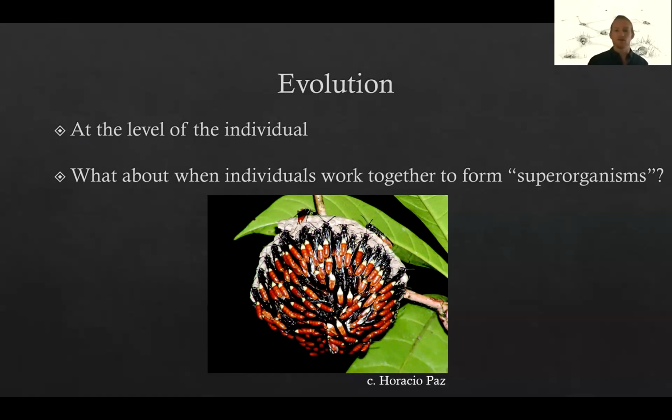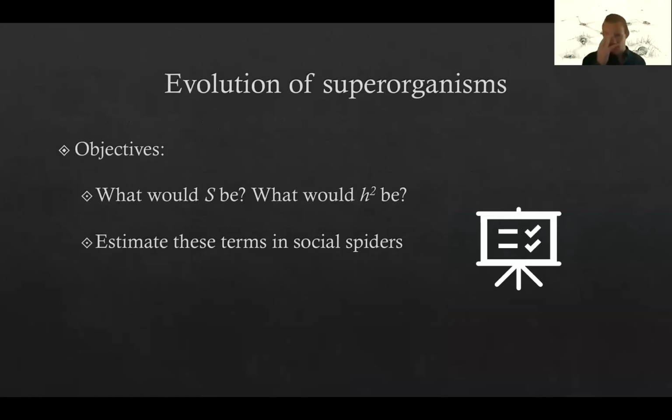So what I was interested in was whether we can model microevolutionary change when you have populations of groups, or populations of superorganisms, in a similar way to how we might model the evolution of populations of individuals. So my two objectives were to try and work out, from a theoretical perspective, what S, our selection differential, and what h squared, our heritability, would be when we're talking about populations of superorganisms rather than populations of individuals. And then I try to estimate these terms in social spiders to provide an empirical example.